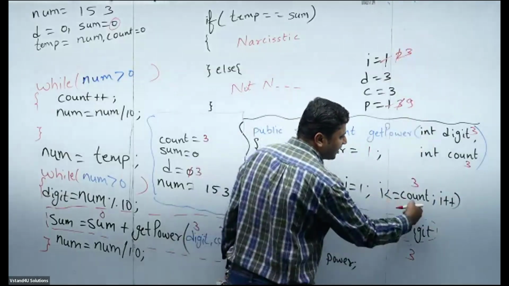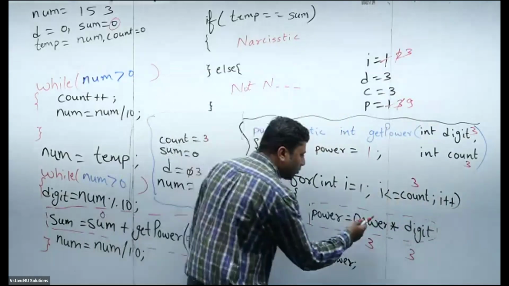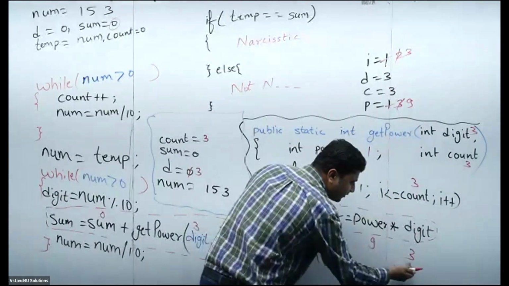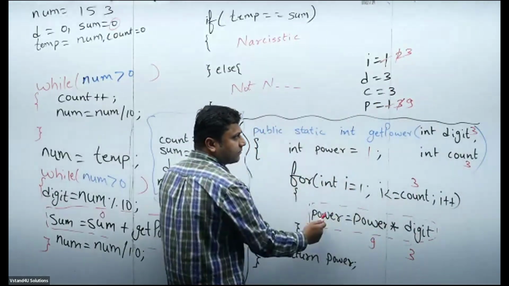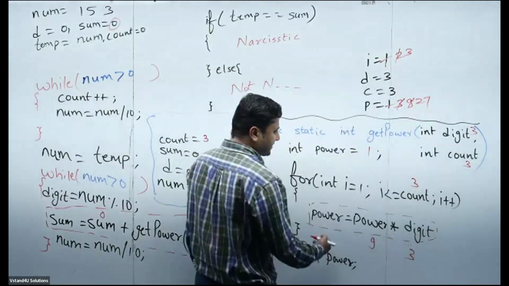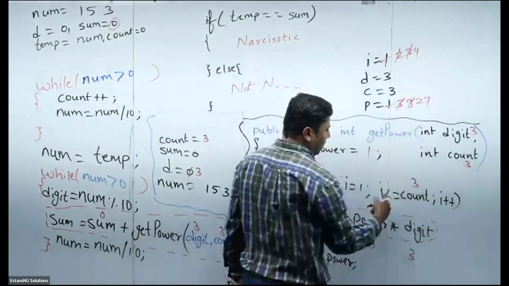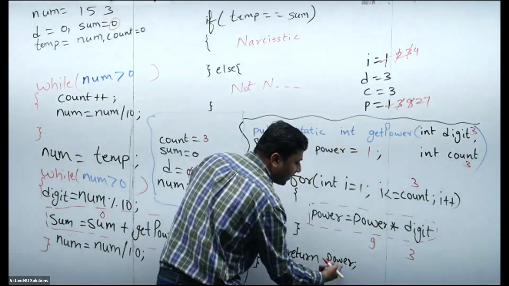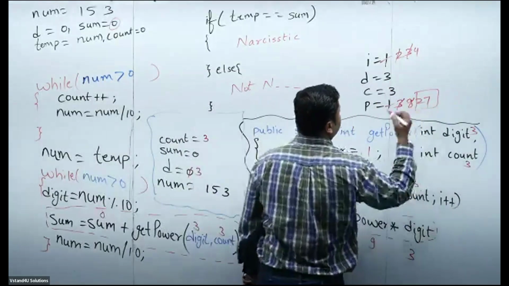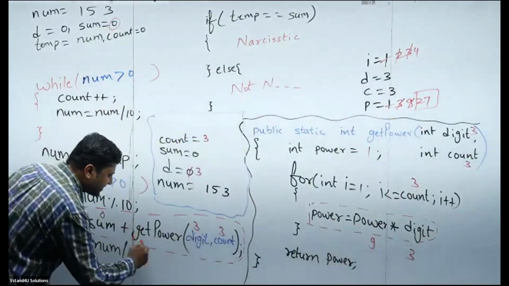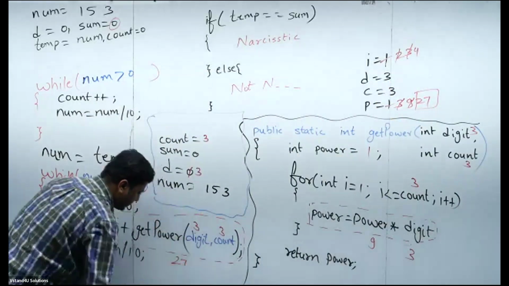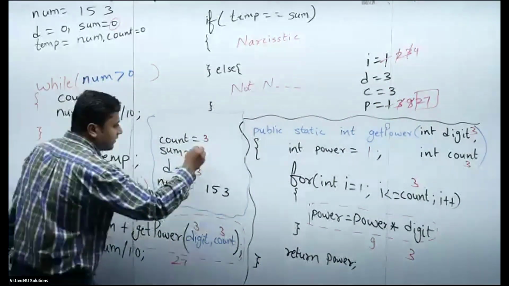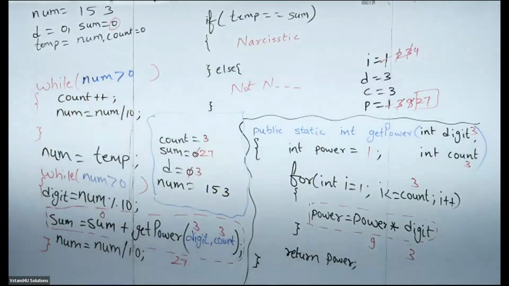Now I'm saying 3 is less than or equal to 3, condition true. What is the current value of power? 9. Digit value is 3. 9 into 3 will be stored in power. Okay, sir. Once again, I will be incremented to 4. 4 is less than or equal to 3, condition false. Therefore, what is the next thing? Return. This entire value is returning to sum. What will be stored in sum from the beginning? Everybody clear?